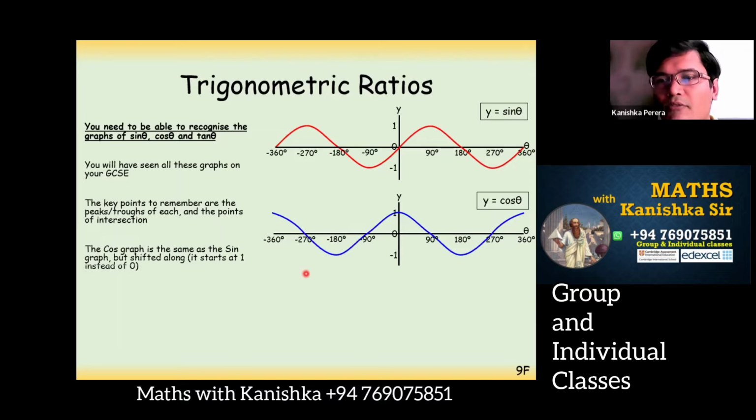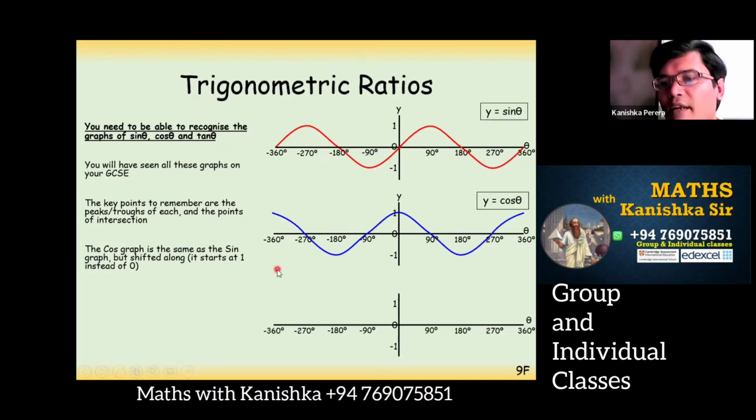Right. Now they are telling that the cos graph is the same as the sine graph, but shifted along, so it starts at 1 instead of 0, nothing else. So you have to remember that sine starts from 0, the cos starts from the particular value 1, and that continues to the other side in such a way. That's the thing you have to remember.